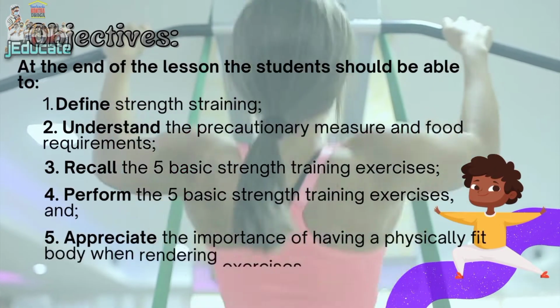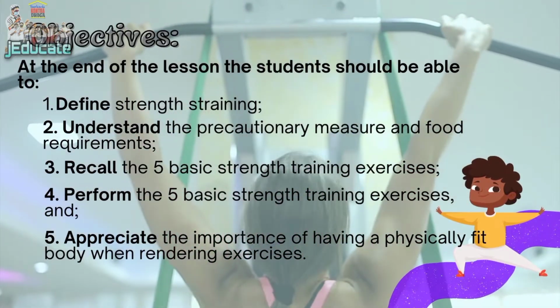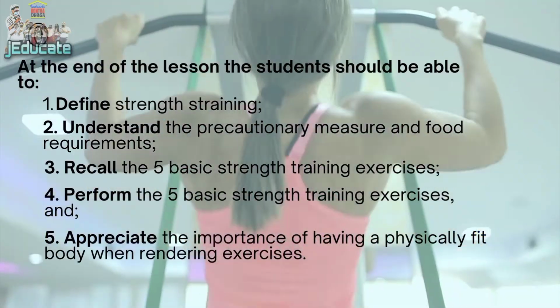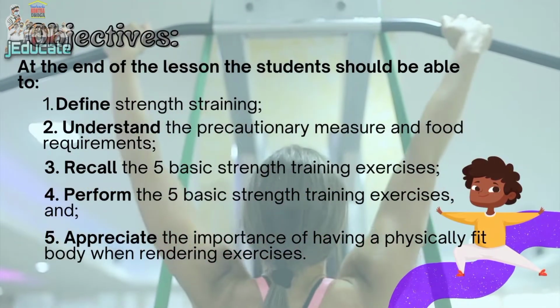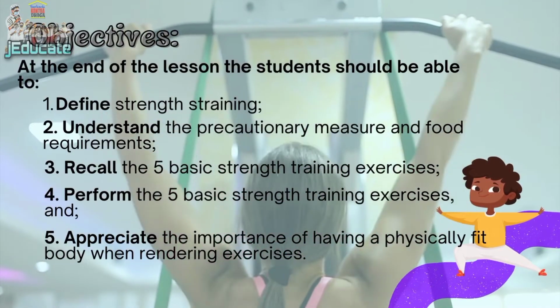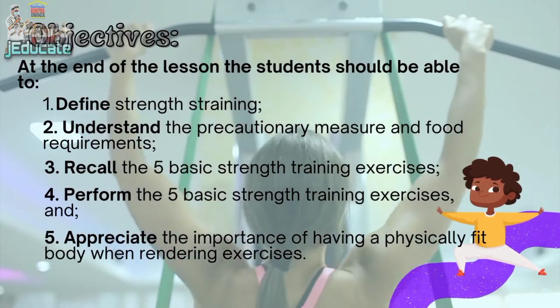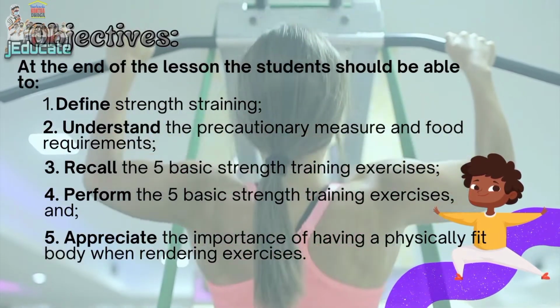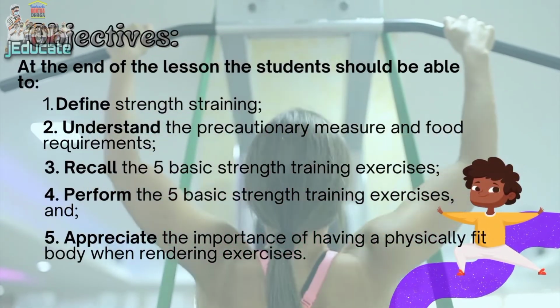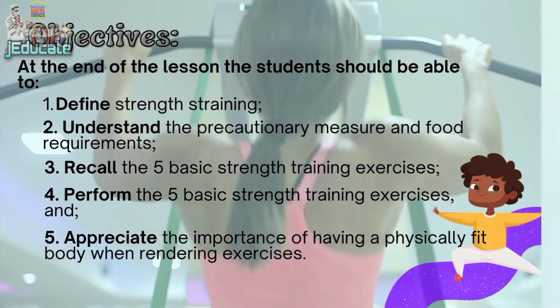Objectives. At the end of the lesson, the student should be able to: 1. Define strength training. 2. Understand the precautionary measure and food requirements. 3. Recall the 5 basic strength training exercises. 4. Perform the 5 strength training exercises. And last, appreciate the importance of having a physically fit body when rendering exercises.